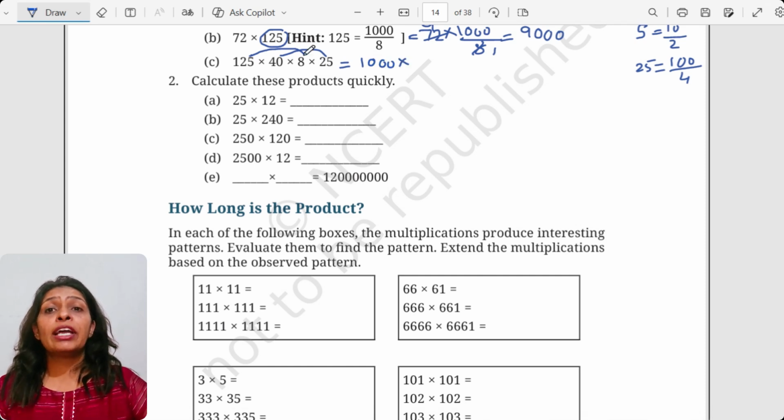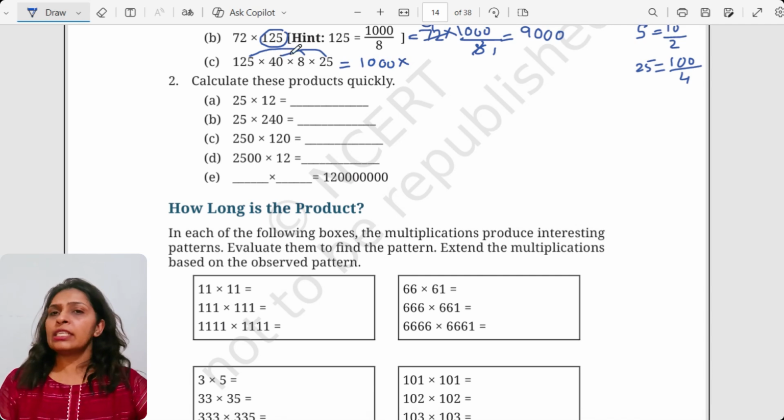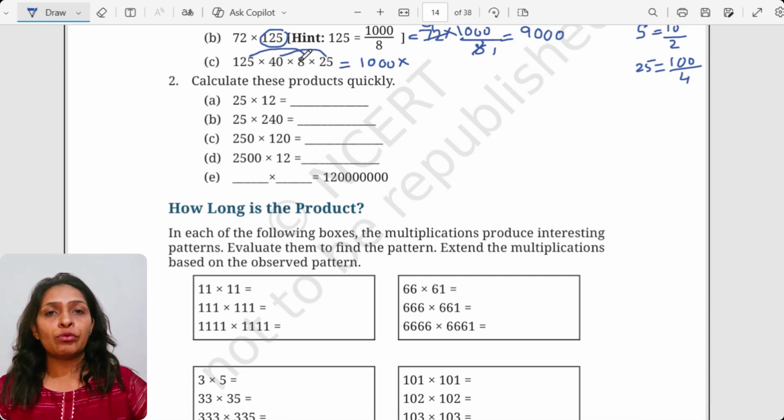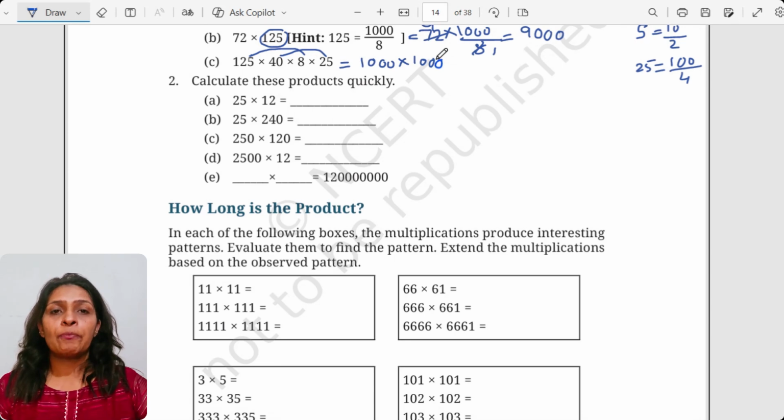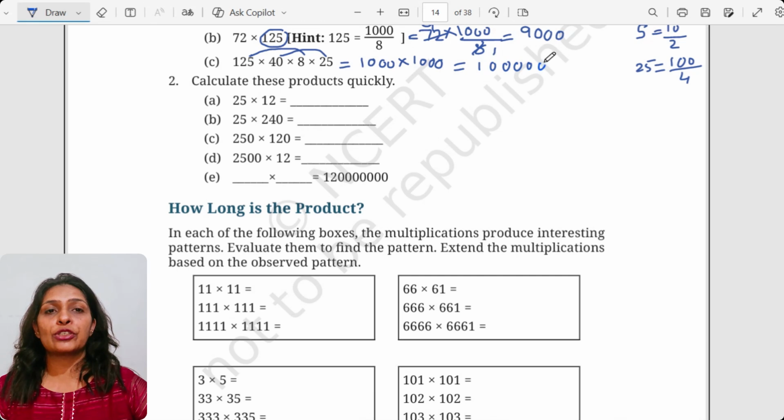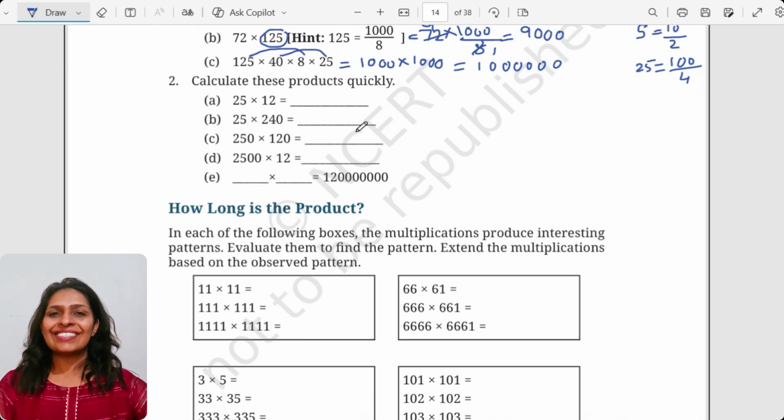Multiplied. 25 fours are, if you don't want to see 40, it's fine. You can see 25 into 4. 25 into 4 is 100, and one zero will be at the back. So you can see in the answer how many zeros we're going to have. We're going to have here 6 zeros. So this is going to be the final answer, right?